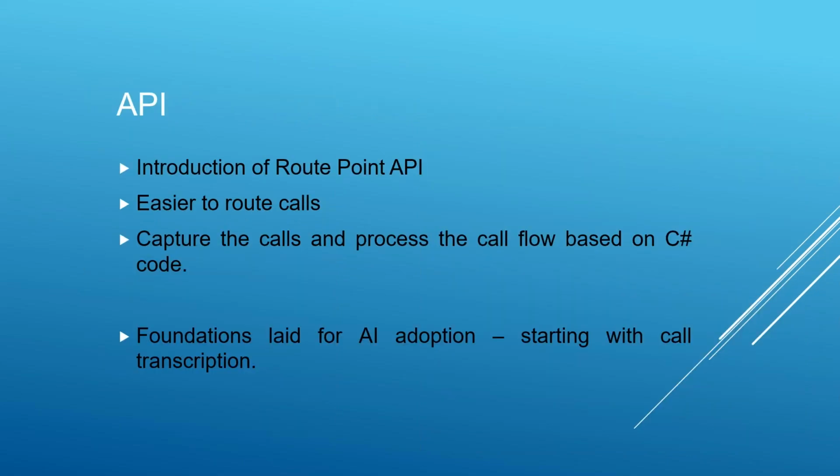So in terms of API, there's an introduction, as I mentioned, of the route point API. So really this is allowing you to easily route calls, and it can capture that information, capture that number, and it can then decide what to do with that number based on the parameters that have been set.